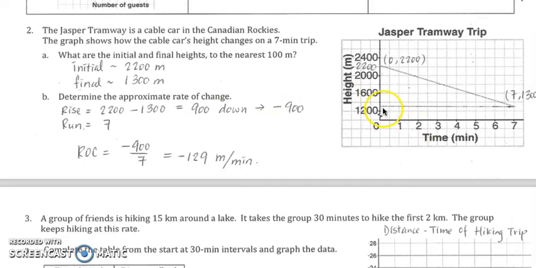How about time? We go from 0 to 7. We're going to the right. So run is 7 positive. The rate of change is negative 900 over 7, or negative 129 meters per minute. So this is showing me that the cable car is descending, is coming down every 129 meters in 1 minute.